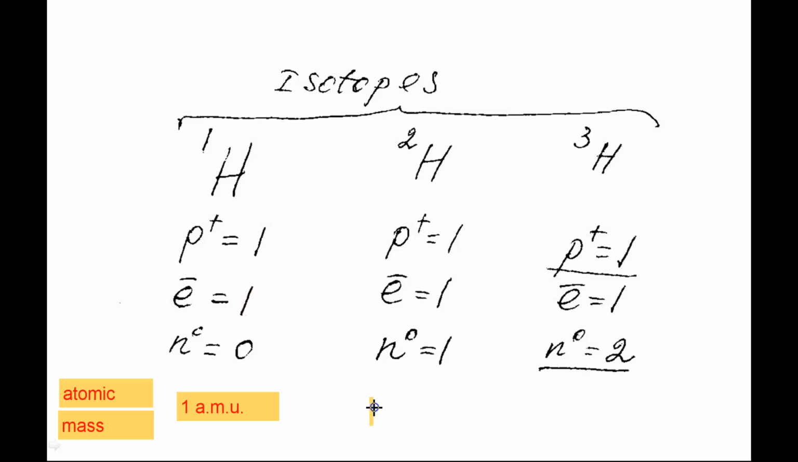Now, what about my hydrogen 2? 1 proton and 1 neutron, 1 plus 1 is going to be 2 atomic mass units. And what about hydrogen 3? So it's very simple. I will have 1 proton and 2 neutrons. So 1 plus 2 is going to be 3 atomic mass units. So very simple and elegant. 1, 2, and 3.